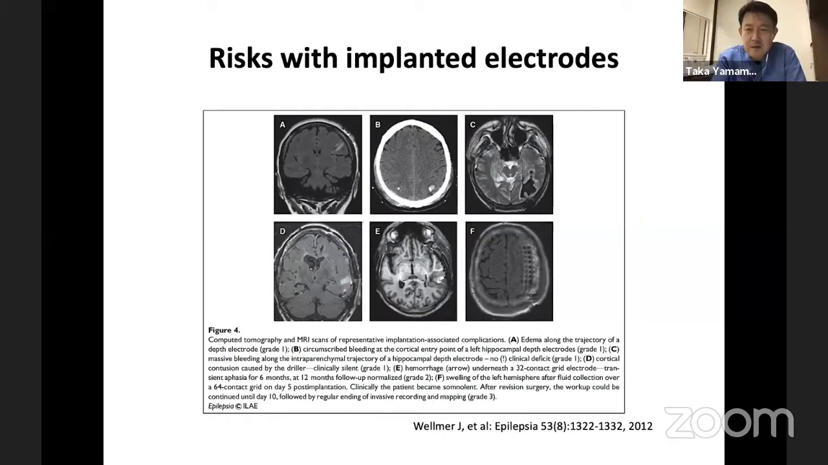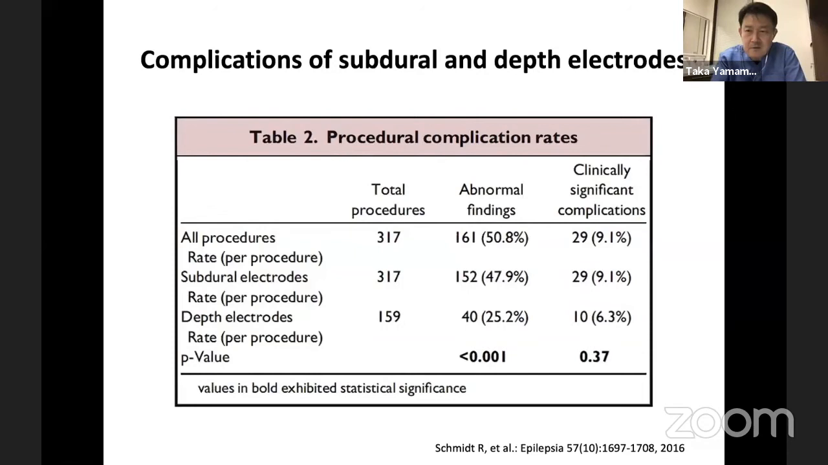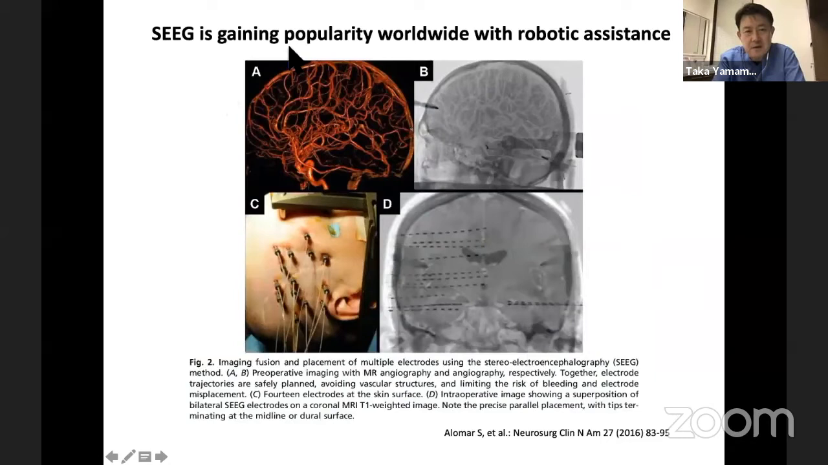So now the depth electrode with SEEG is gaining popularity. I see that with the subdural electrodes the abnormal finding rate is very high, 47.9%, and with the depth electrodes it is 25%. And this is a significant difference. So now SEEG is gaining popularity with robotic assistance. And the SEEG is like this.